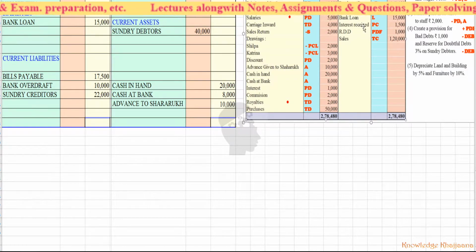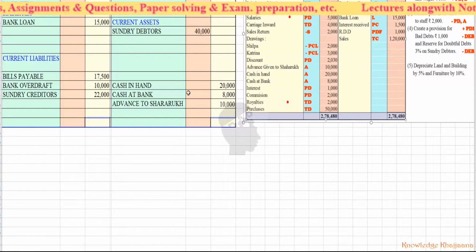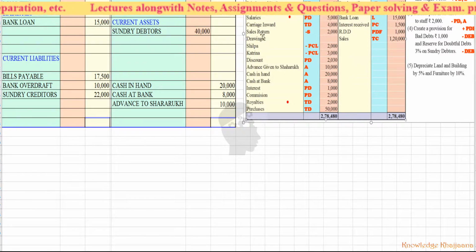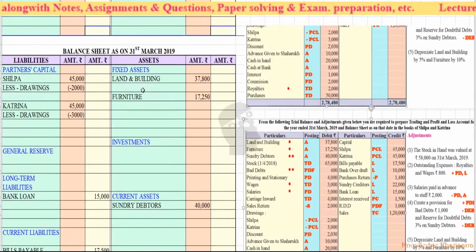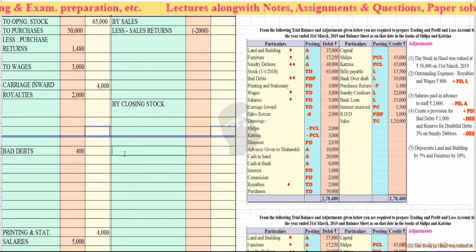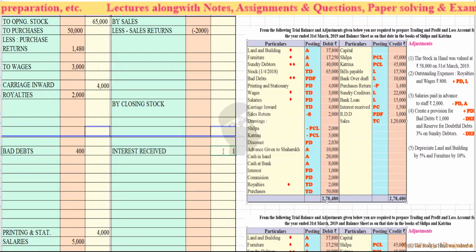Then interest received. The word received is given here. It means it is an indirect income. Indirect income is recorded in the profit and loss account credit side. That is interest received. How much interest has been received? It is of rupees 1,500.